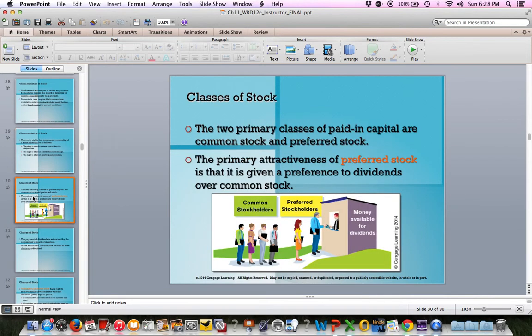So classes of stock, I mentioned earlier that every corporation must have common shareholders, and then some also have what they call preferred stock. And if you have preferred stock, it's preferred in terms of dividends. They have a preference for dividends. They're ahead in line in front of common shareholders. So the money available for dividends, the preferred shareholders are first in line. The commons have to wait if there's any money left over before they get their dividends. Okay, so you're preferred in terms of dividends.